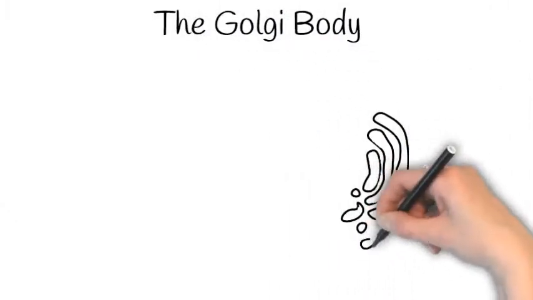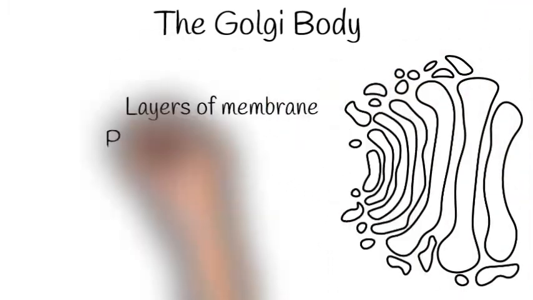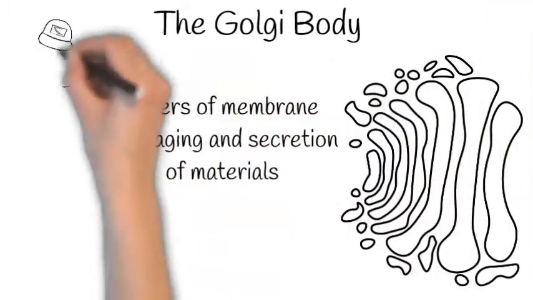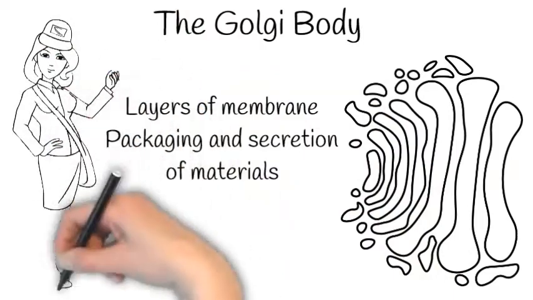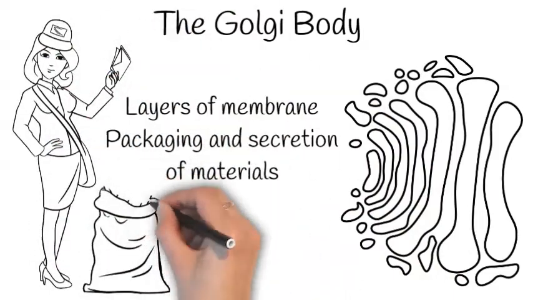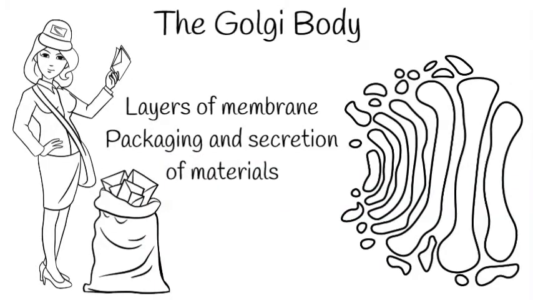The Golgi body is also called the Golgi apparatus. It is made of layers of membranes that pack and secrete materials such as enzymes. It is the post office of the cell, where important parcels are packed and shipped out of the cell.